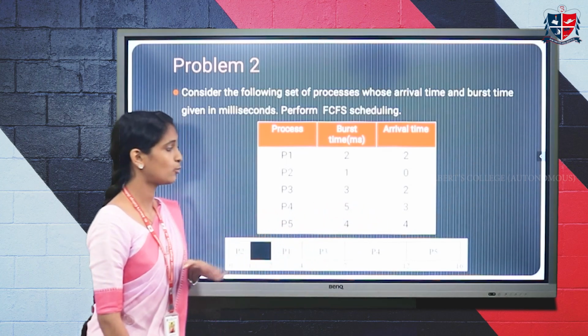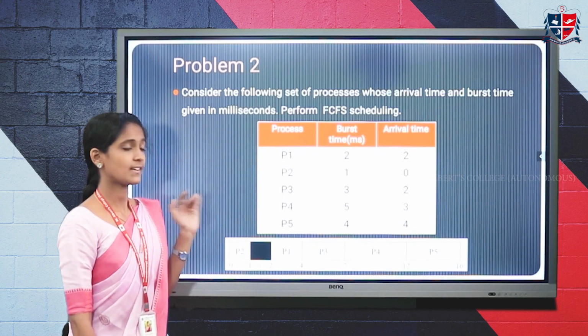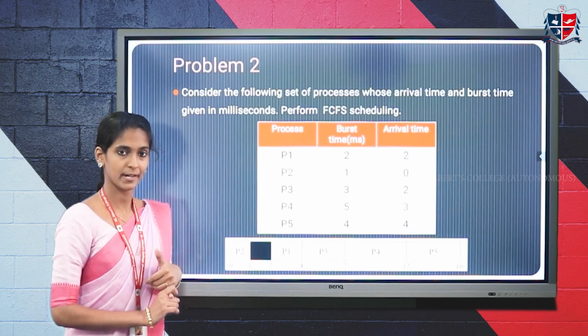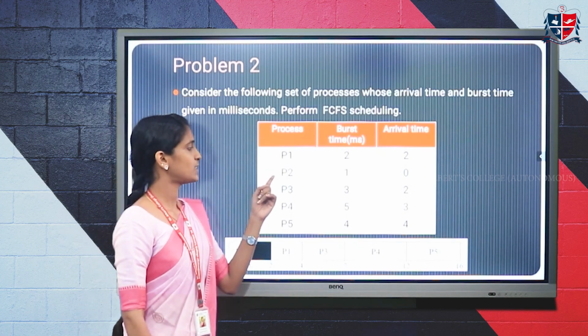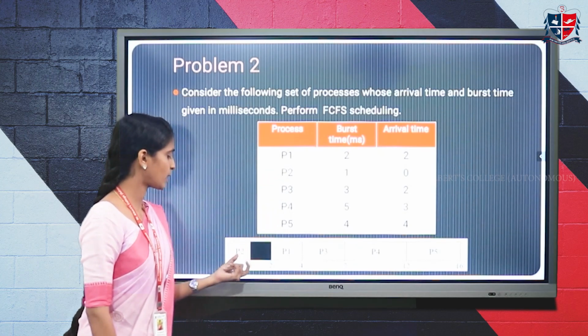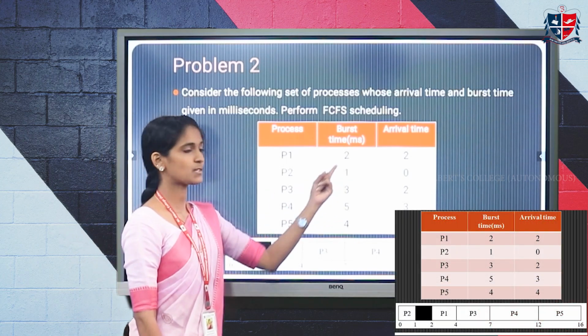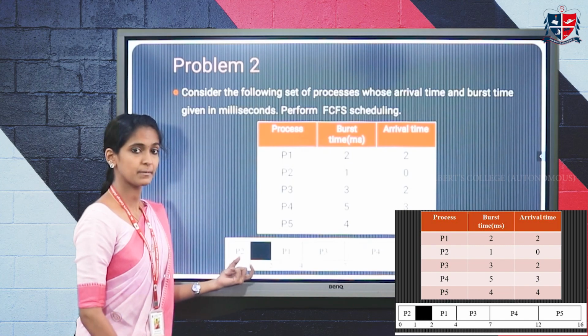Now let's look at how we can draw the Gantt chart for this. First of all, check which process has come at time interval 0. In that manner only we can allocate the CPU. At time interval 0, P2 has arrived, so we allocate P2. P2's execution time is 1. After its execution time of 1, it will free up the CPU.